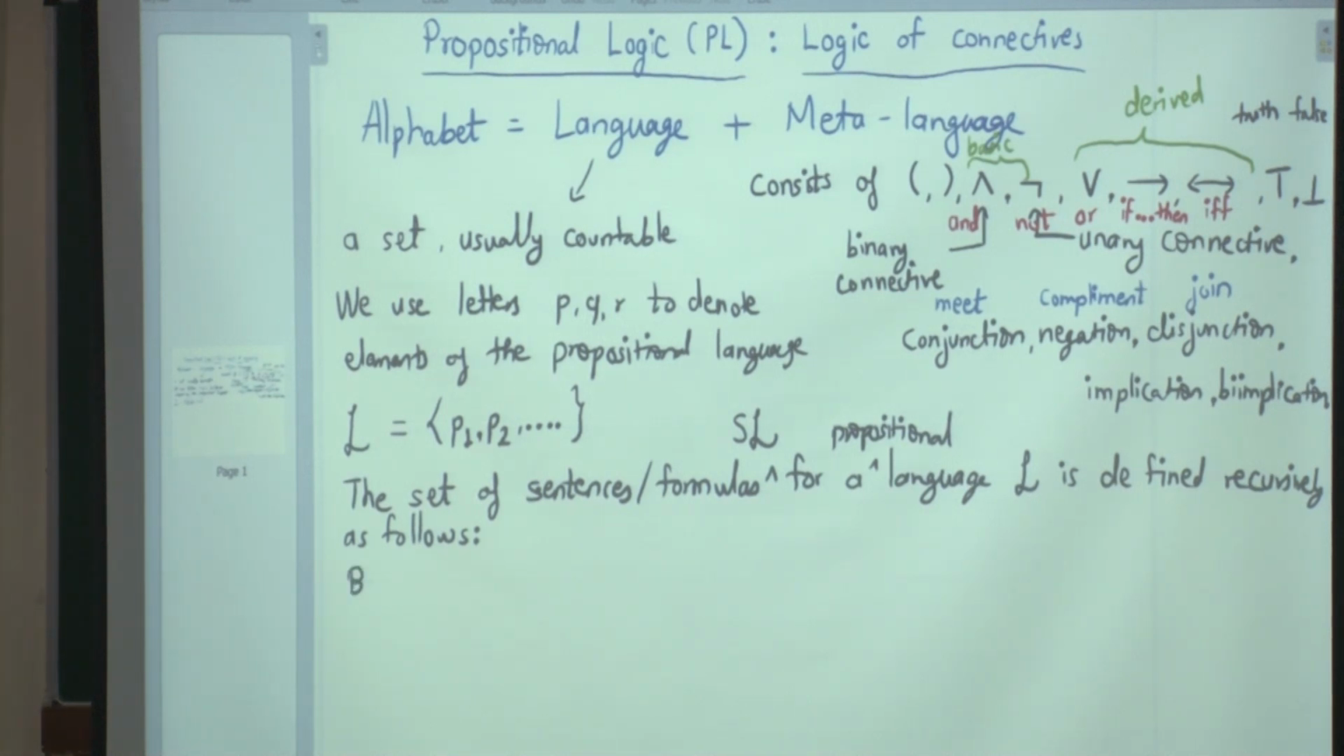Recursively as follows. What is the base case? Each propositional variable is an L formula. We had to start somewhere, and the only place we can start is whatever is given to us, and then we can form long sentences with them. And then this is the recursive case.